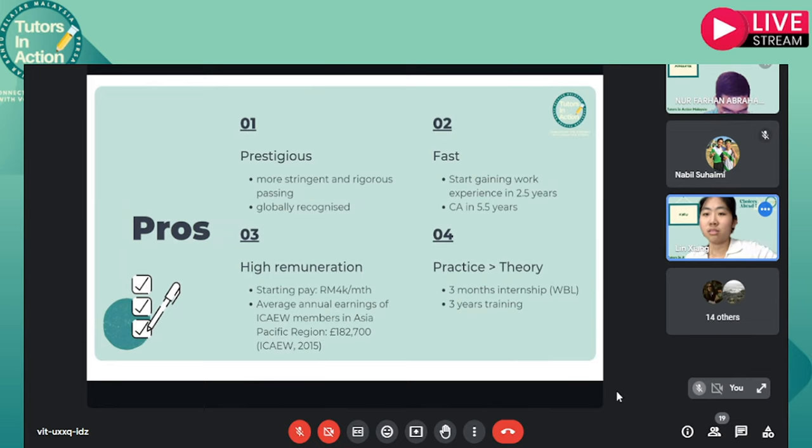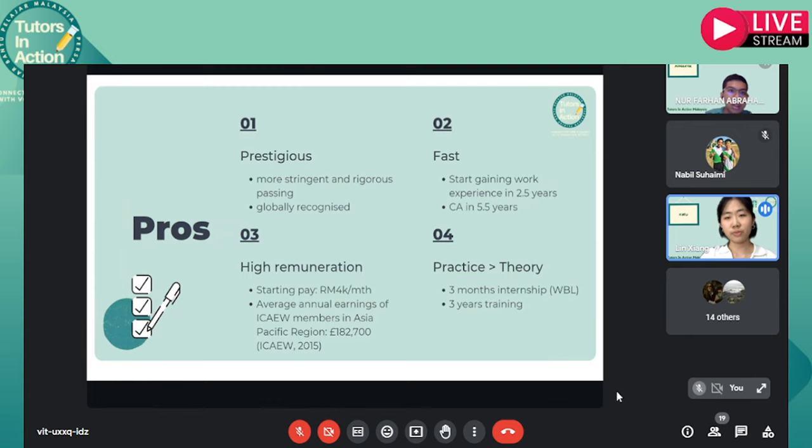So the next point is that it is a fast course, right? You literally start gaining work experience in merely 2.5 years. Let me take myself as an example. I'm 20 this year, and I would be completing my professional level this December. So at the age of 21, I would be working already, while some of my peers have just completed their foundation and are just starting their degree life. And then you get to be a chartered accountant in just 5.5 years.